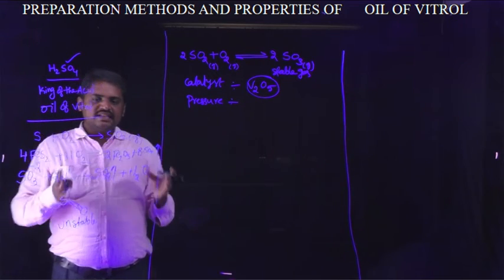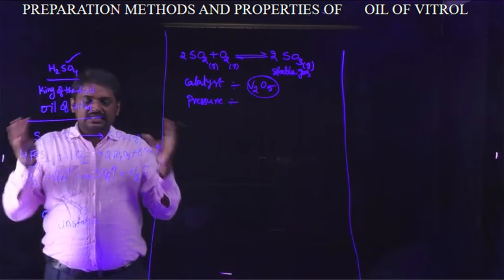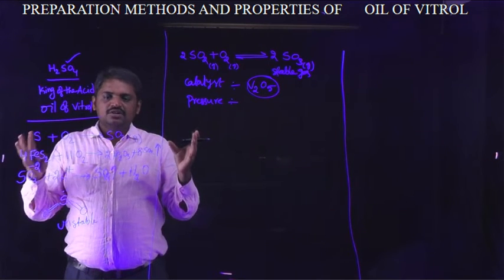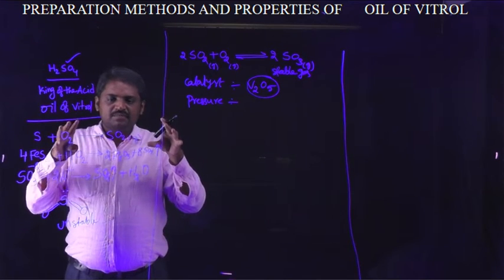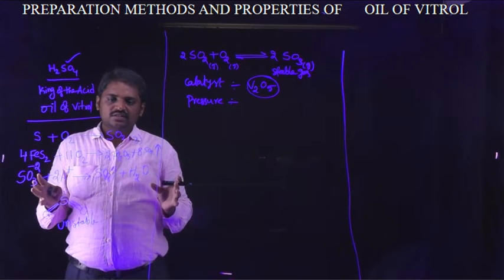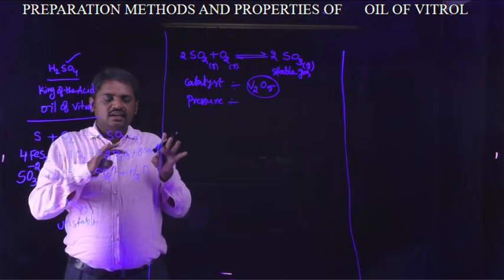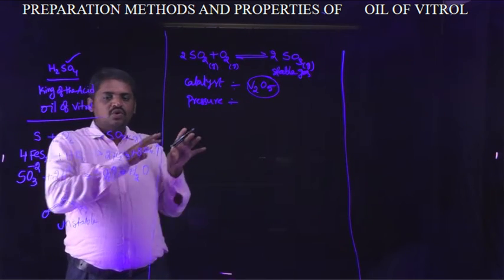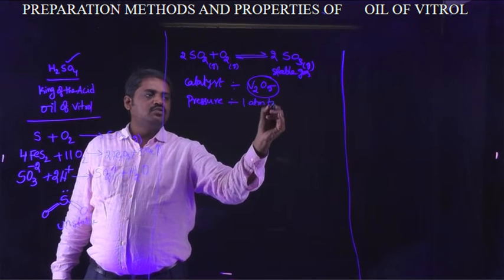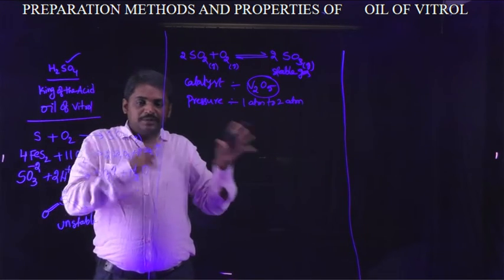But in this experiment, some acidic towers are there. In the presence of acidic towers, high pressure conditions cannot be maintained, because high pressure would collapse the acidic towers. That is the main drawback. So in this reaction, normal pressure conditions of 1 atmosphere to 2 atmosphere pressure are maintained. This is the optimum pressure.